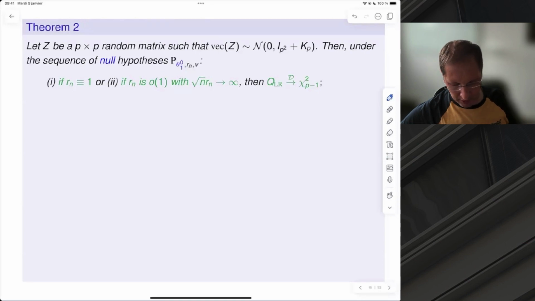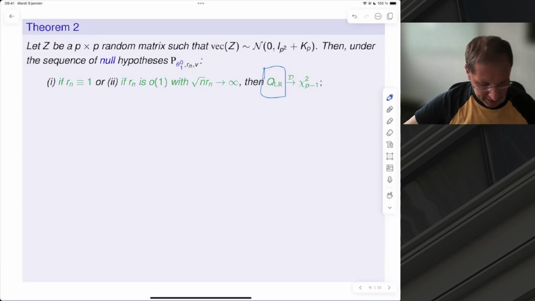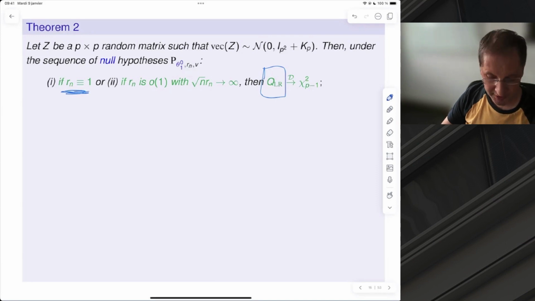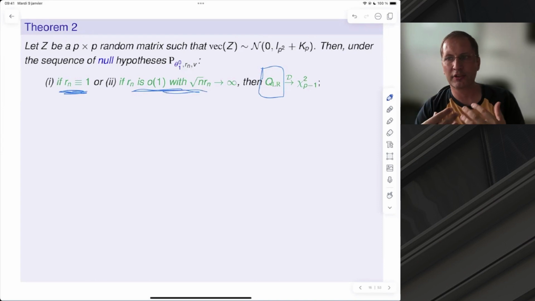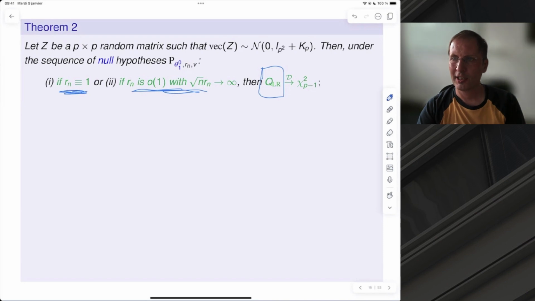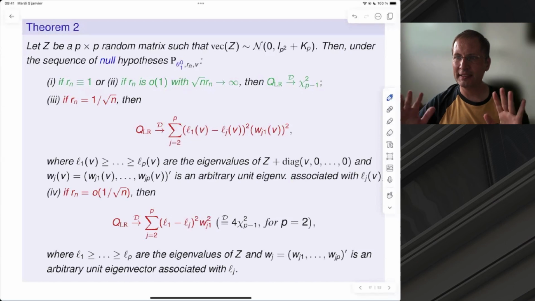So now we consider QLR, the likelihood ratio test statistic. And as you can see, in the usual setup where Rn is fixed, or in a framework where Rn goes to 0, but not too fast, not as fast as 1 divided by root n, you keep the chi-square p minus 1 distribution. So you will reach the target level. I don't want to show the complicated distribution that we were able to identify in the remaining cases, but what I want to make clear is that it's not the chi-square p minus 1 distribution anymore, okay?